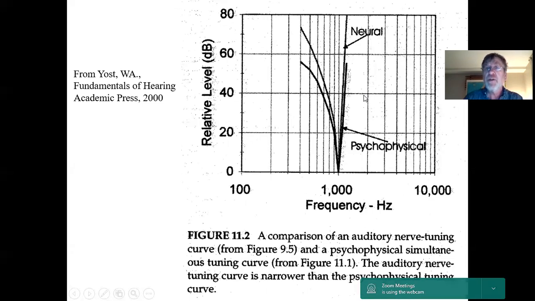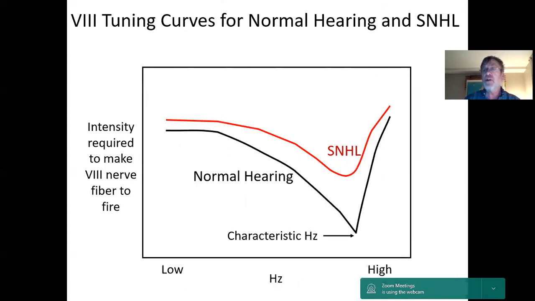This one's boring. This one's boring. Leave it alone. Here's my drawing of a tuning curve as well. So here's normal hearing and someone with a normal cochlea, normal eighth nerve. So we picked one fiber and we found out at this particular frequency, the fewest decibels were required to get it to fire. So again, the horizontal is frequency, the vertical is the intensity required to make some specific eighth nerve fiber fire. So the characteristic frequency of this particular tuning curve happens to be toward the high frequencies.